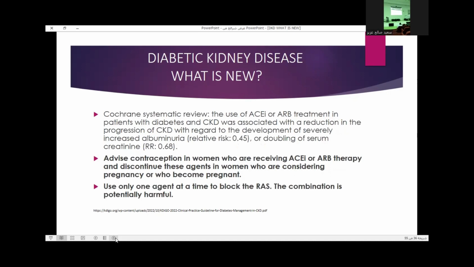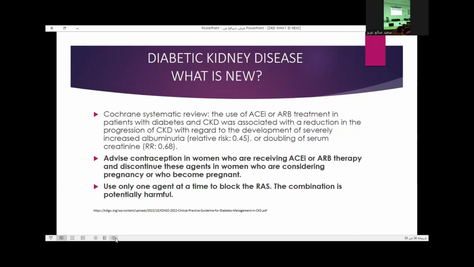The last one is a recent systematic review that showed the use of ACE inhibitor or ARB treatment in patients with diabetes and chronic kidney disease was associated with a reduction in the progression of chronic kidney disease, with regard to the development of severely increased albuminuria with a relative risk of 0.45, or doubling of serum creatinine with a relative risk of 0.68.